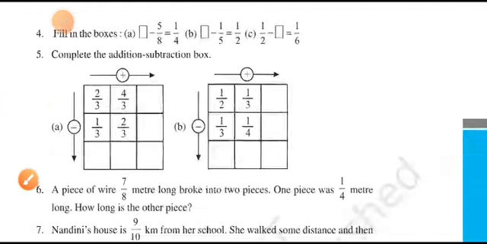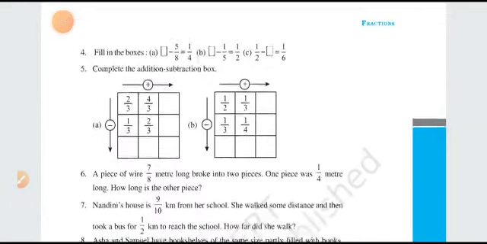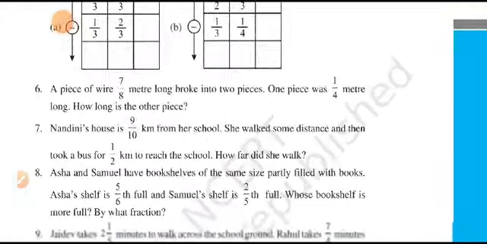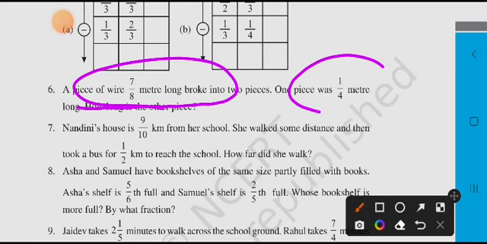And likewise, question number 6, we are skipping question number 4 and 5. You have to do them yourself. Let's see question number 6. A piece of wire 7/8 meter long broke into two pieces. One piece was 1/4 meter long. How long is the other piece? The total length of the wire is given here, and one piece has been taken out, that is 1/4 meter. Then the other piece. So to find the other piece, we have to subtract.